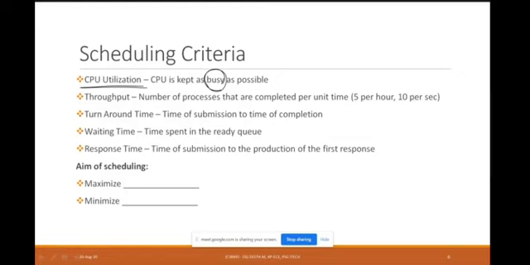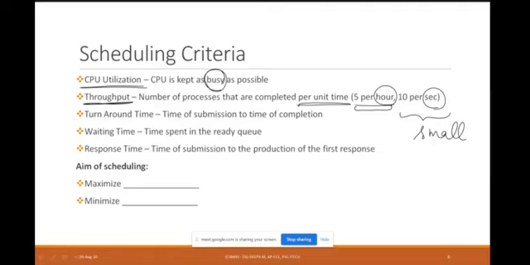Okay. So the next criterion is throughput. Throughput is nothing but the number of processes that are completed per unit time. So if I'm able to complete 5 processes in 1 hour, 5 is called my throughput. It is with respect to time, any time. If it is a small process, I can complete 10 processes per second. So this is how your throughput will be defined.